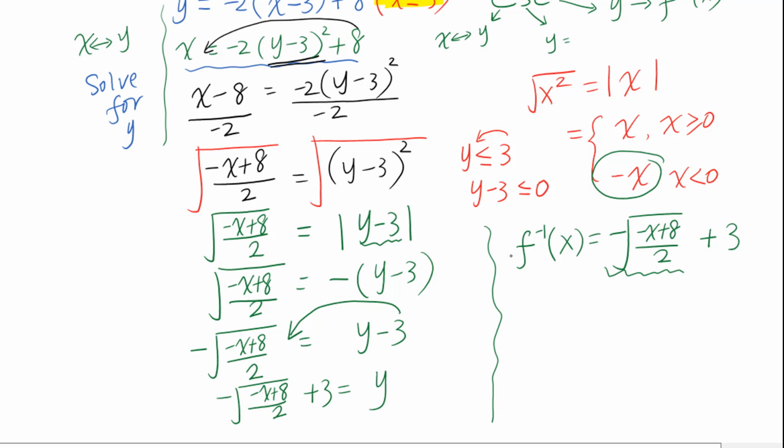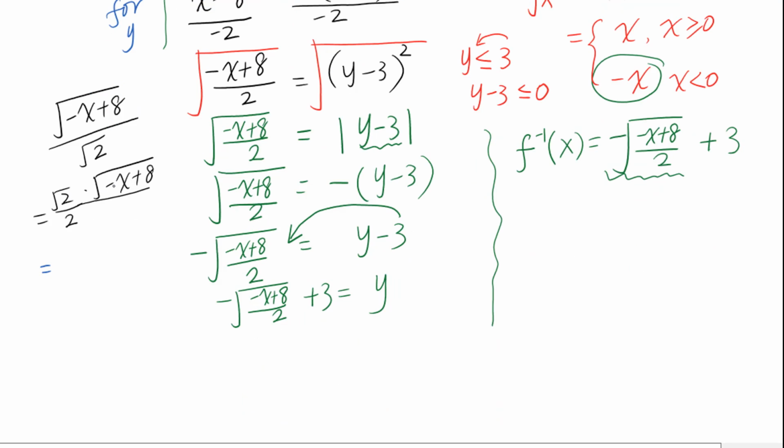You can simplify this. You can get the square root of negative x plus 8 over the square root of 2. For the square root of 2, you will get square root of 2 over 2, then times the square root of negative x plus 8. The square root of 2 times the square root of negative x plus 8 will be the square root of negative 2x plus 16, over 2. So we can write down negative 1 over 2 times the square root of negative 2x plus 16, then plus 3.